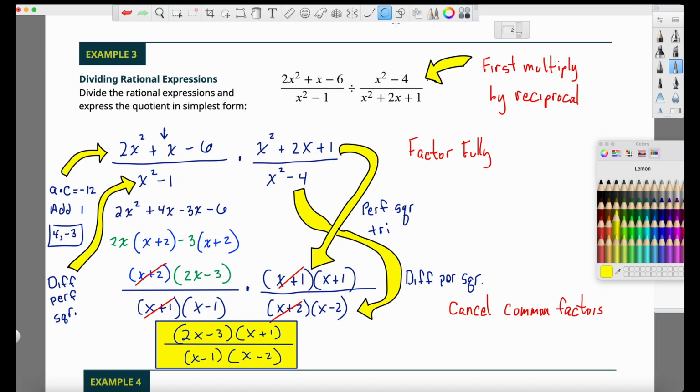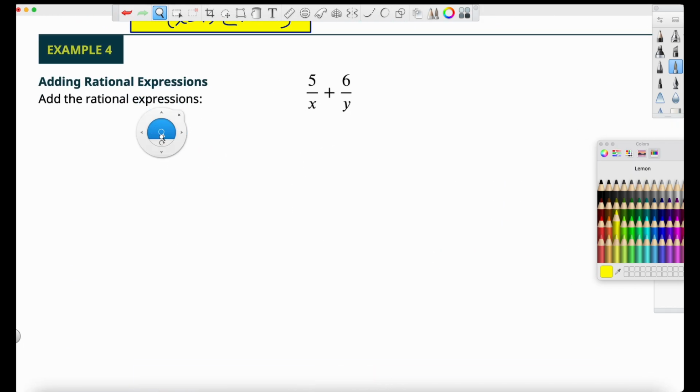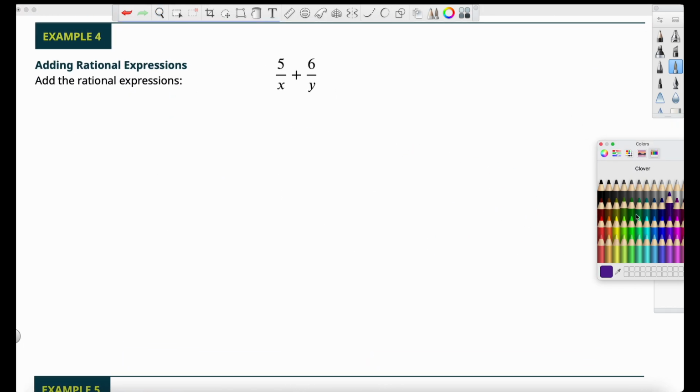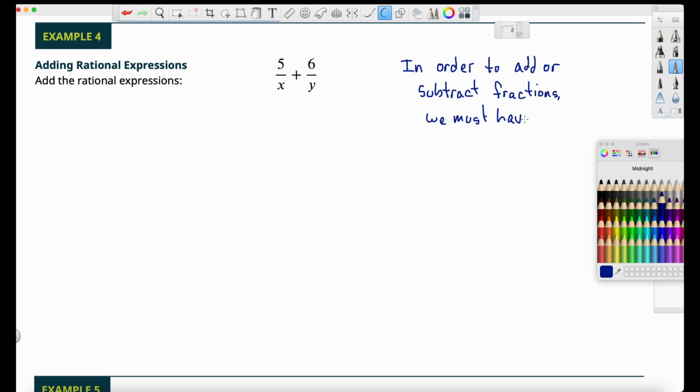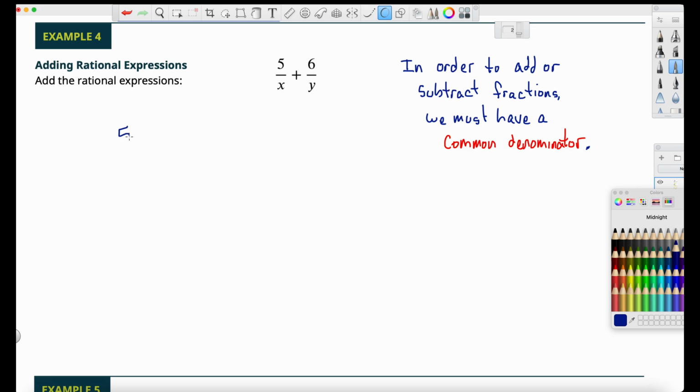Okay. Example 4. We're going to add rational expressions. So we have 5 over x plus 6 over y. In order to add fractions, we need a common denominator. So what is that common denominator? Well, it would be x times y.